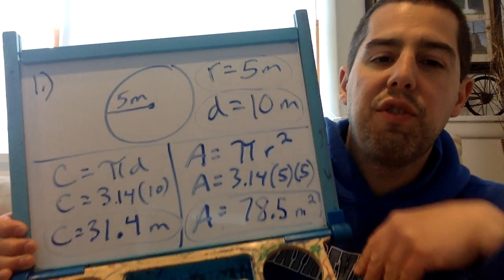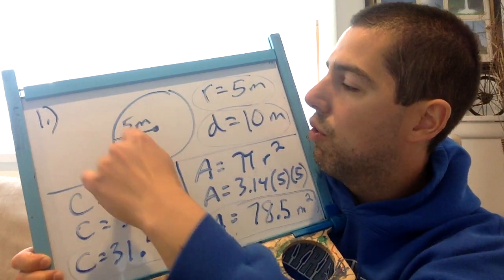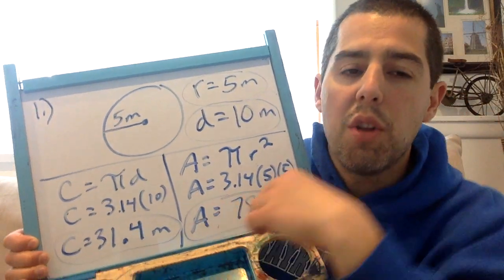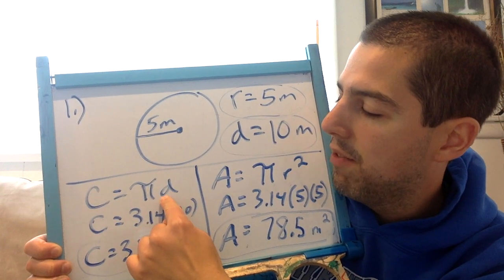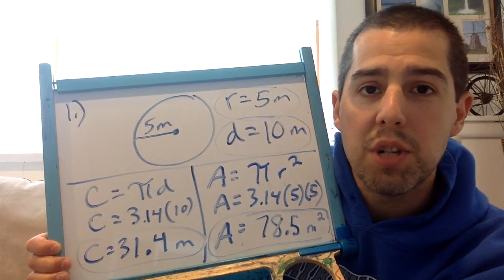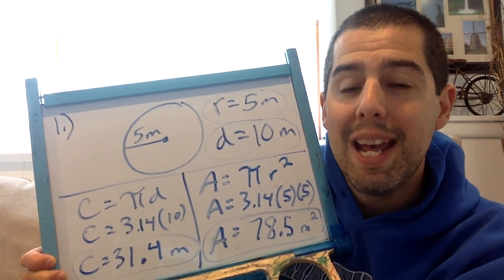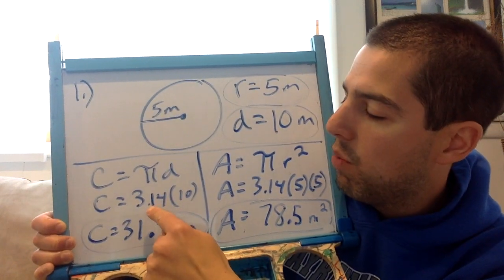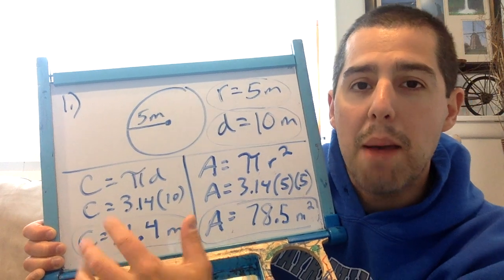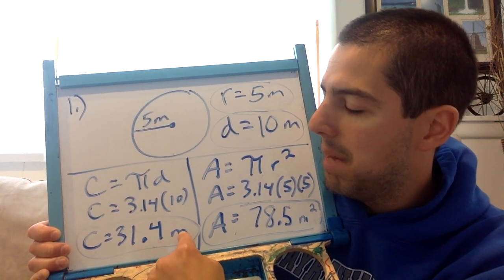Now, first formula I'm going to do is circumference. Circumference is the distance around the circle. So the formula for that is pi times diameter. So first I copied the formula. Now I'm going to do substitution. Pi is always substituted with 3.14. And the diameter we figured out was 10 meters. So 3.14 times 10. I multiply that on my calculator and I'll get 31.4 meters.